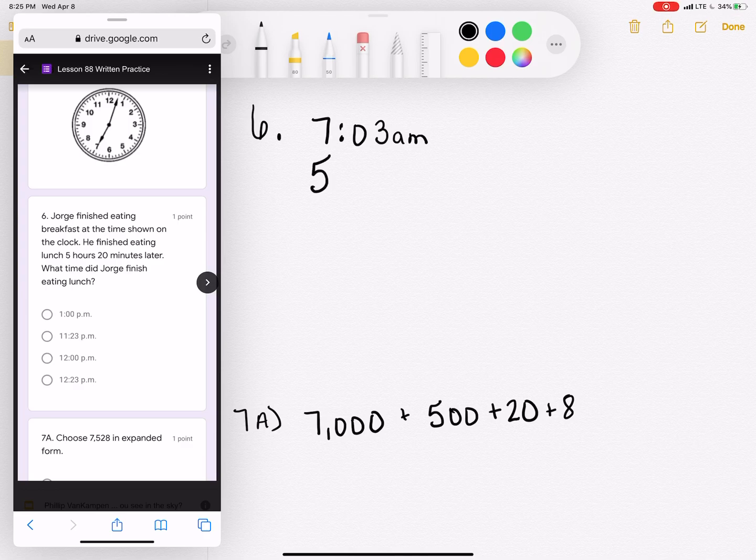So let's see if this is a reasonable time. This would be 23 minutes if you add the minutes. 7 plus 5 is 12. Now, this is not above 12, and this is not above 60, so we don't need to do any regrouping or recalculating. The time would have been 12:23 p.m.